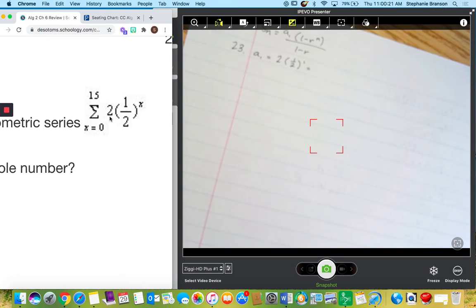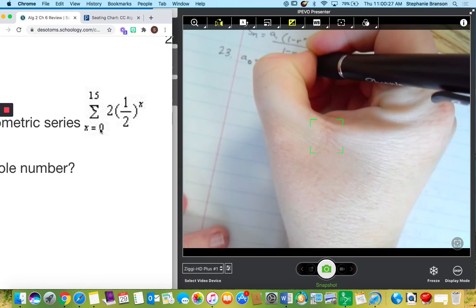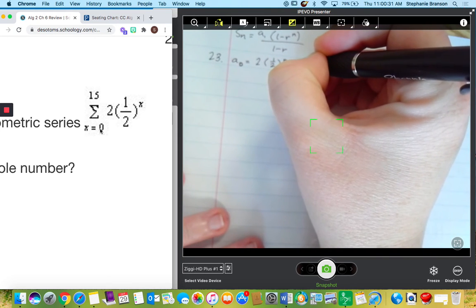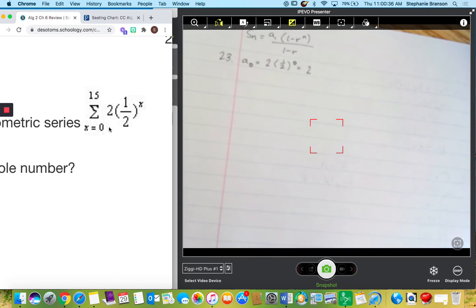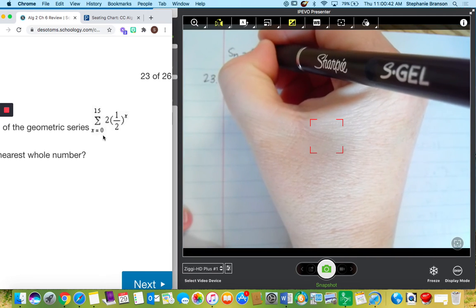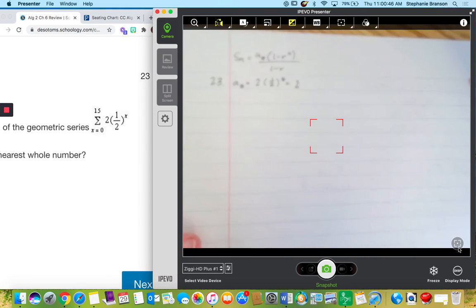Actually, we're going to plug in 0, because do you see how x is starting with 0 and not 1? We're going to plug 0, so a sub 0. So our answer is 2. That's where it messed us up right here, because we're used to seeing a 1. So that's going to be our first term in this case. Our first term is 2.